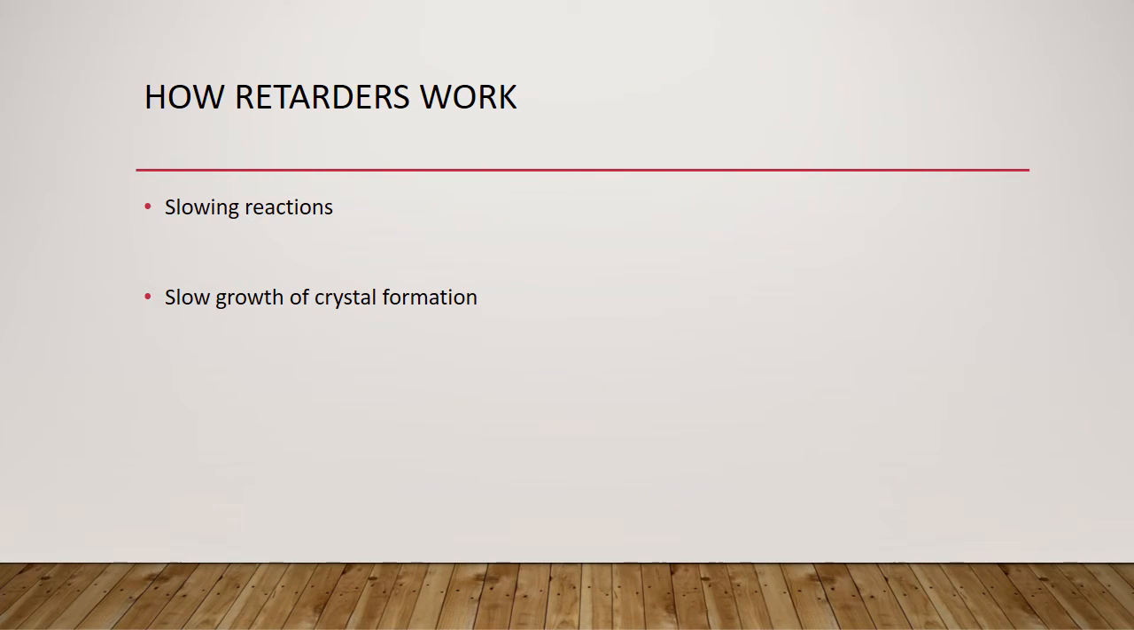Retarders work by stopping or slowing the reaction rate of tricalcium silicate and the growth of calcium hydroxide crystals. These two components are what causes the cement paste to harden, and by slowing or temporarily stopping this reaction, the concrete will remain workable. Only once the retarder additives have fully reacted with the cement mixture can the hardening process begin.